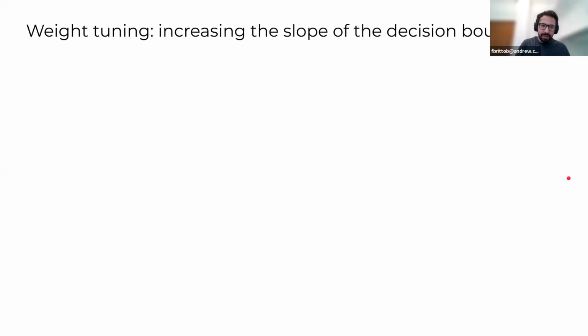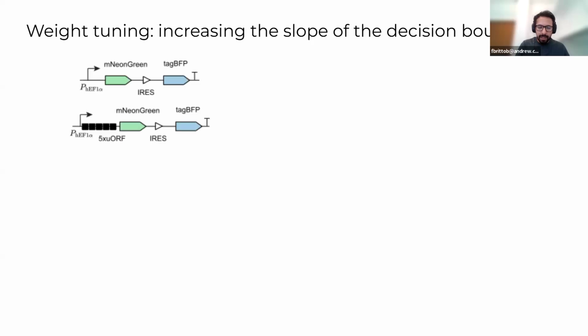So, just to finish, we also worked on weight tuning, right? Based on the previous expressions and following the same or a similar logic that we did for the TXTL system, we did a small experiment. We had neon green co-expressed with tag BFP, and we just added these URF sequences that will make the translation of neon green a little slower than the IRS and the tag BFP.